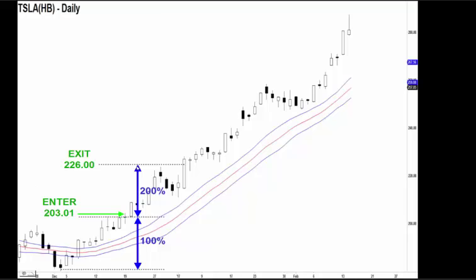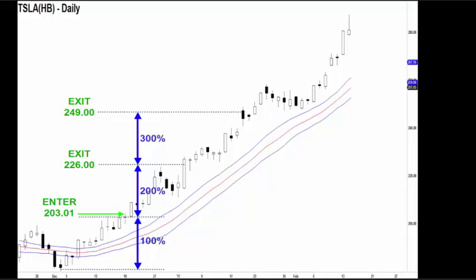Not bad, huh? Or if we wanted to go for more, we could have gone out at the 300% range extension at 249. We would have exited for about 46 points. Now, as we were doing this, you could have raised your stop to each different level or used any stop placement you'd like. And the point is, this is the beauty of this technique because it's keeping you in a trend.